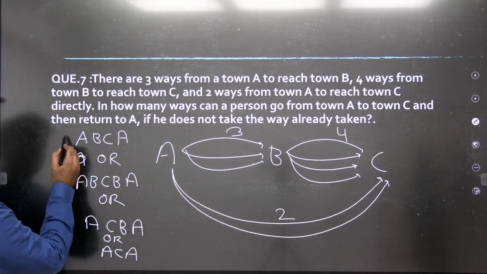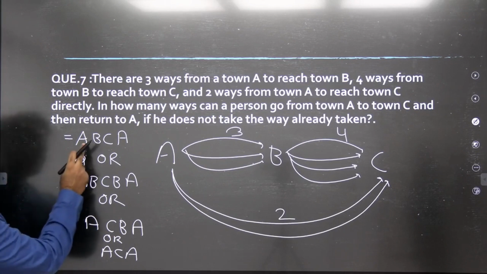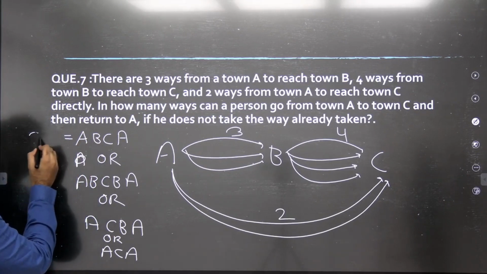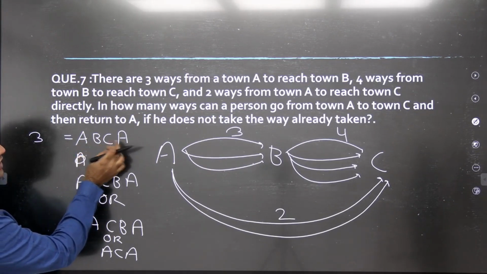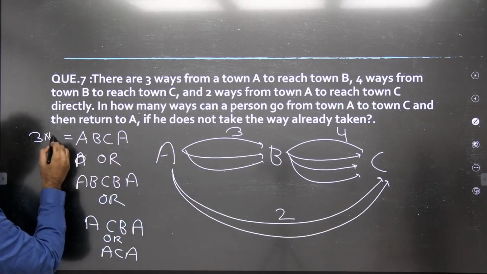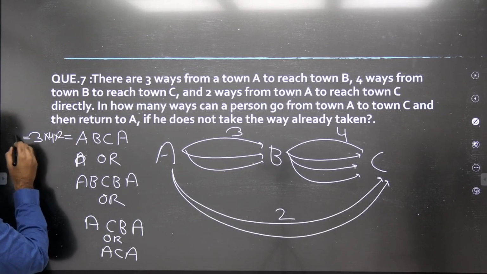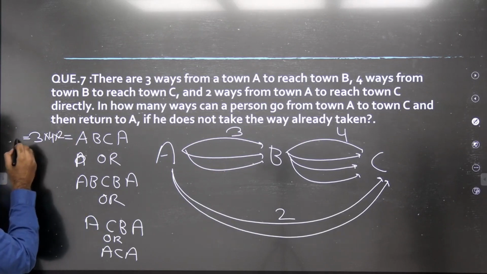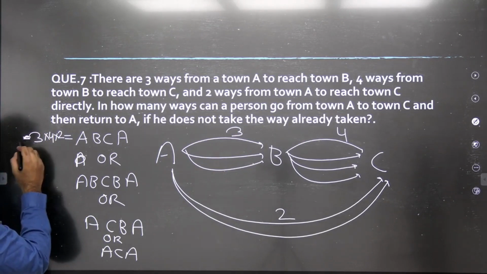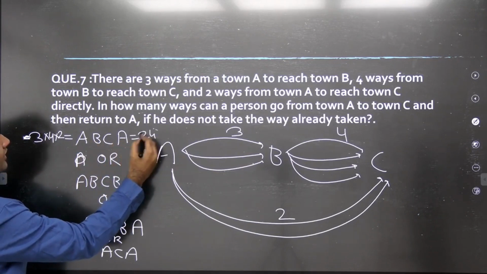Now see, if I go for the first method, A से B I have 3 ways, right? And B to C I have 4 ways, and C to A I have 2 ways. So ये बनेगा मेरे पास total 24. This value will be 24 guys. 3 into 4 into 2, that is 24, right?